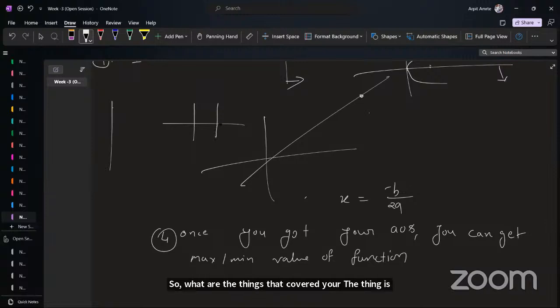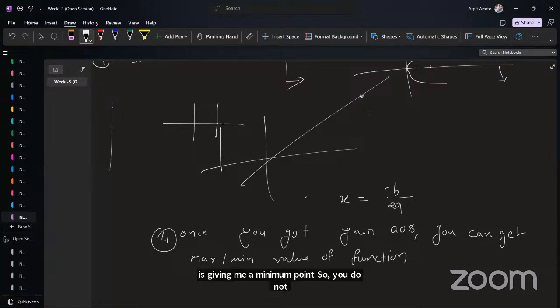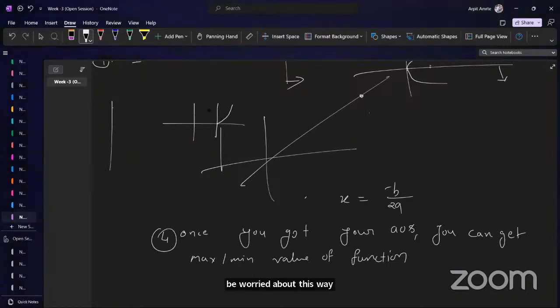Once you get your minimum point, suppose the function is giving me a minimum point, you don't need to worry about the rest. From here, you know that your function will go like this only. Your function cannot take a value below this axis because this is a minimum value, no?